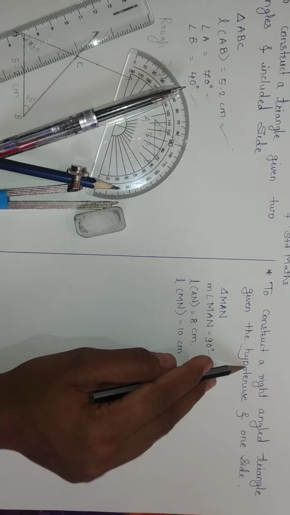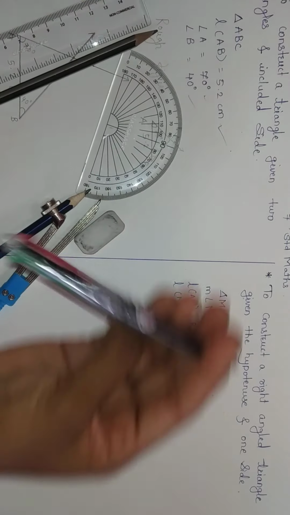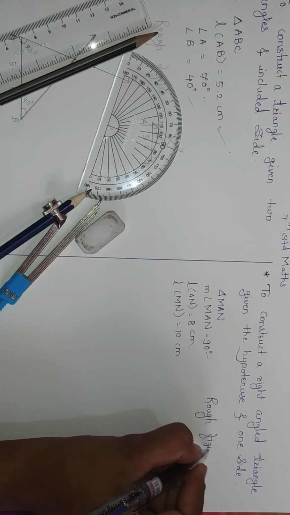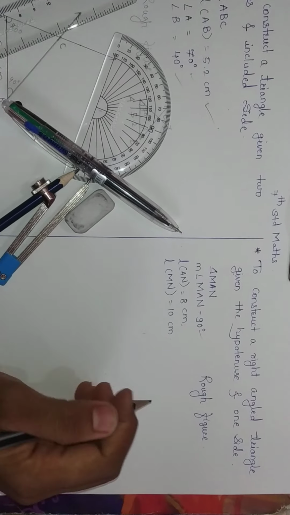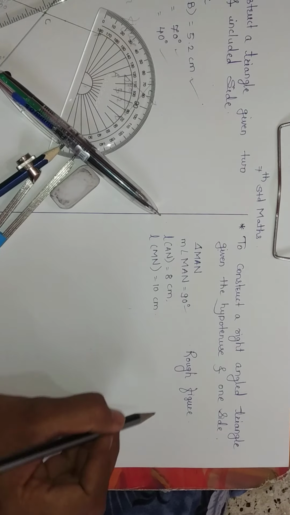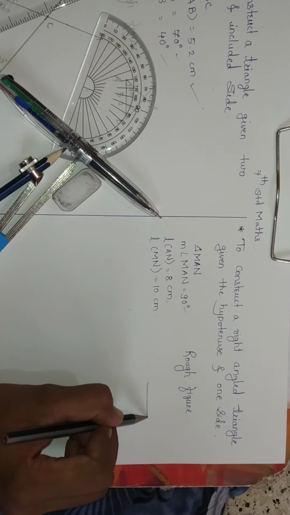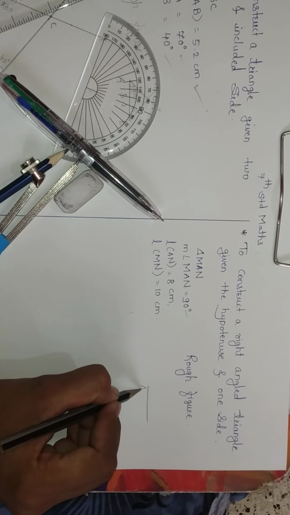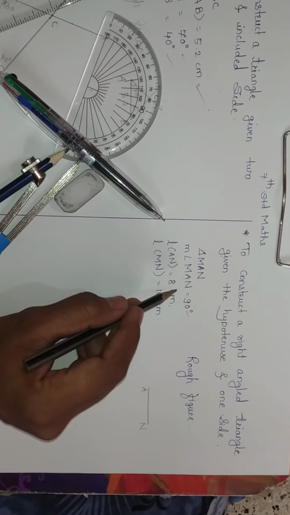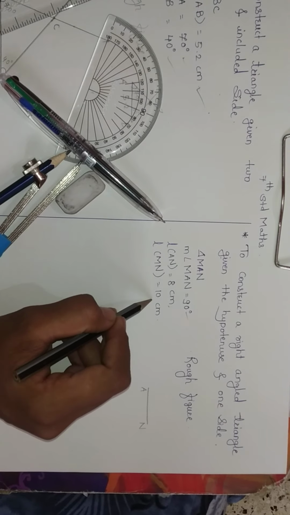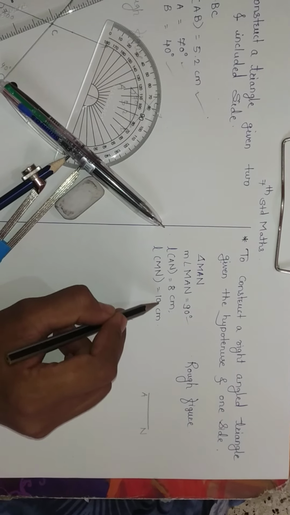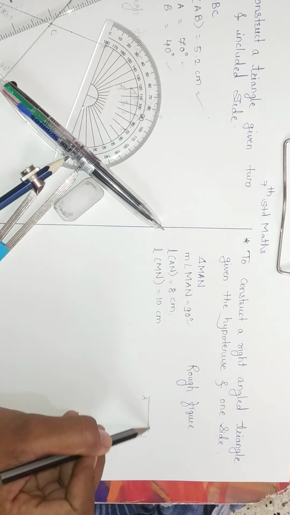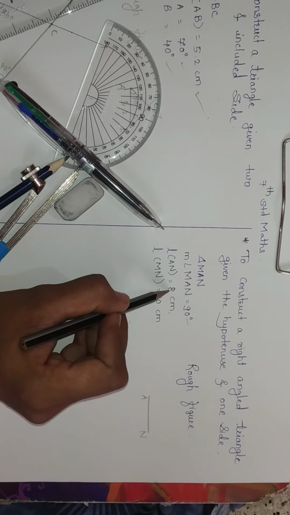It means one side and the hypotenuse are given. So we have to first draw a rough figure. Pay attention to the rough figure. Angle A is 90 degree, so we have to take the line starting from point A. Line AN we have to take as the base. Don't think that the bigger measurement should be the base. You can easily find that MN is 10 centimeter, but don't take 10 centimeter as the base. You have to take 8 centimeter, AN.